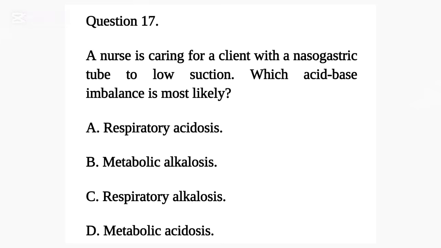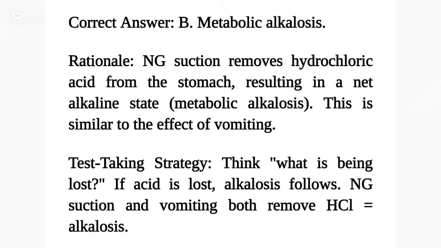Question 17. A nurse is caring for a client with a nasogastric tube to low suction. Which acid-base imbalance is most likely? A. Respiratory acidosis. B. Metabolic alkalosis. C. Respiratory alkalosis. D. Metabolic acidosis. Correct answer: B. Metabolic alkalosis.